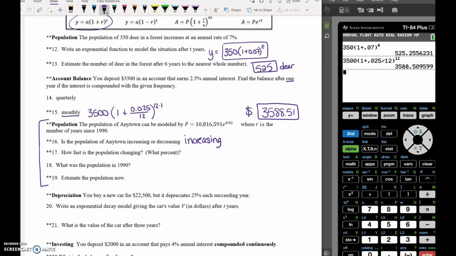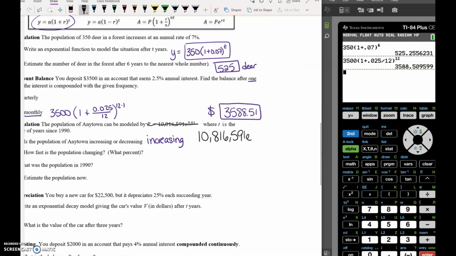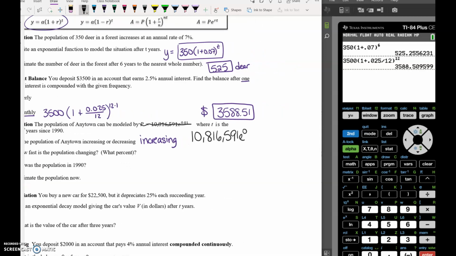How fast is the population changing? By what percent? This did not print all the way on here. On your paper copy, this exponent right here, I'm going to just rewrite this. It's 10,816,591, E raised to the 0.0128t. That's the equation that was originally in there.